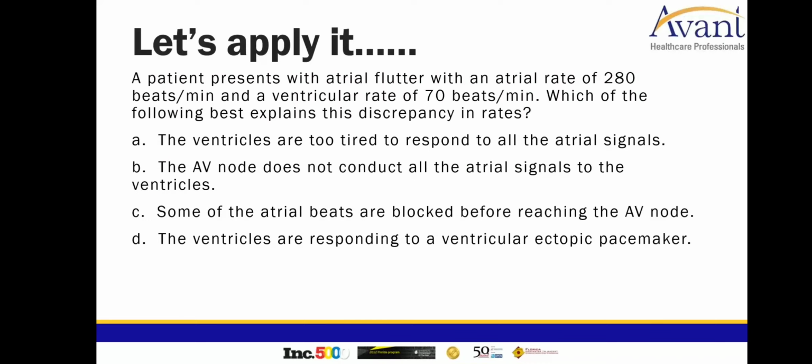Now, let's apply what we've learned. Here's a question for you. A patient presents with atrial flutter with an atrial rate of 280 beats per minute and a ventricular rate of 70 beats per minute. Which of the following best explains this discrepancy in rates? Go ahead and pause your videos while you think that one through and then select your answer.